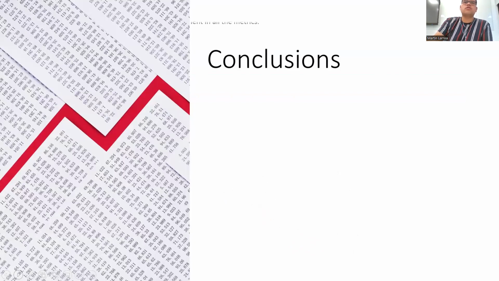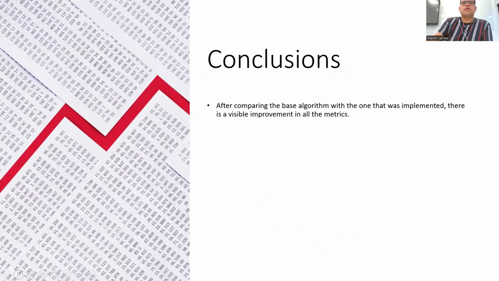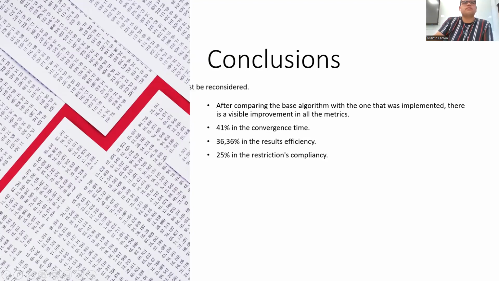So as the conclusions, we obtained that after comparing the Bayes algorithm with the one that was implemented, there is a visible improvement in all the metrics: 41% in the convergence time, 36.36% in the result effectiveness, and 25% in the constraint compliance.